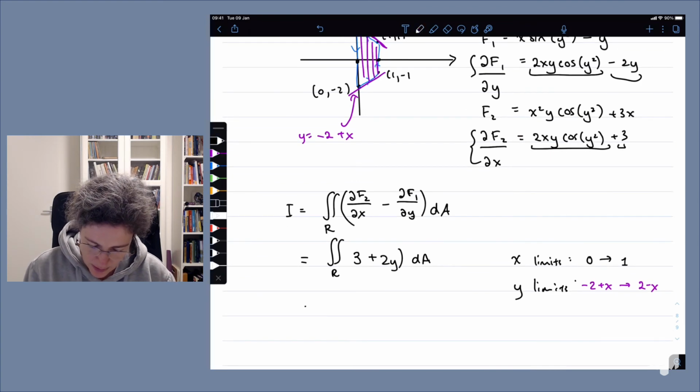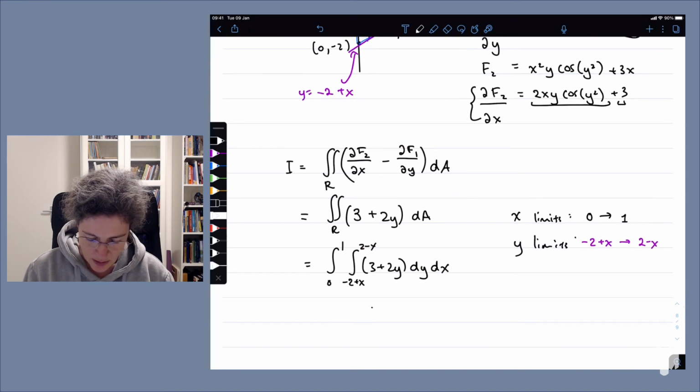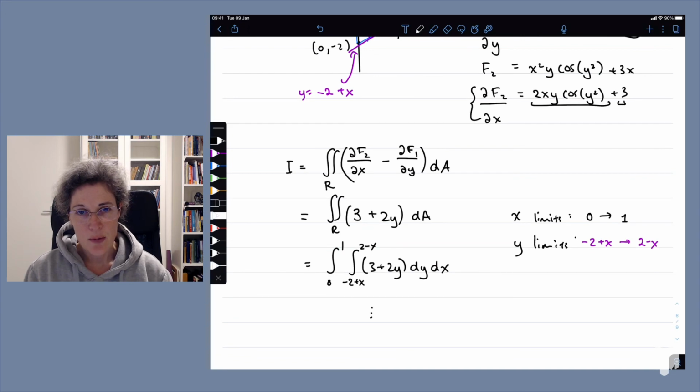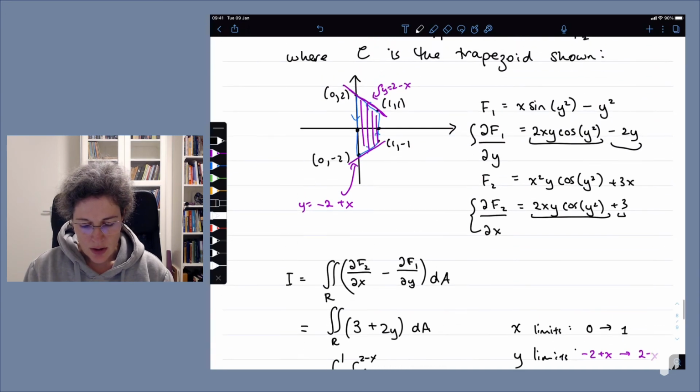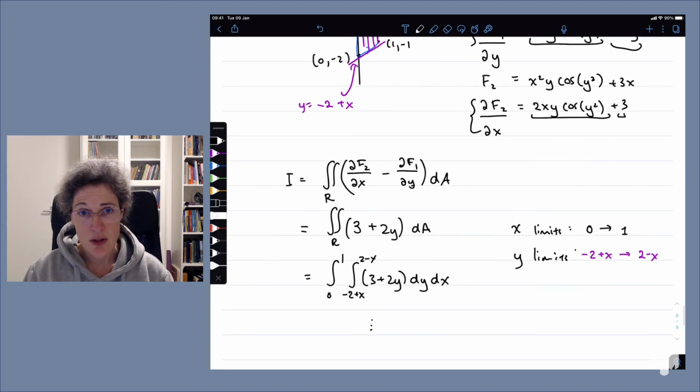So we can plug that in, and we're going to integrate y first. So we're going to have 3 plus 2y dy dx, and we're going from minus 2 plus x to 2 minus x, and then our x limits from 0 to 1. And you can finish that off, but again, pretty straightforward. So again, we've taken a complicated line integral, and Green's theorem has just told us straight off, simplify things, turn it into a nice surface integral. So that is the power of Green's theorem.